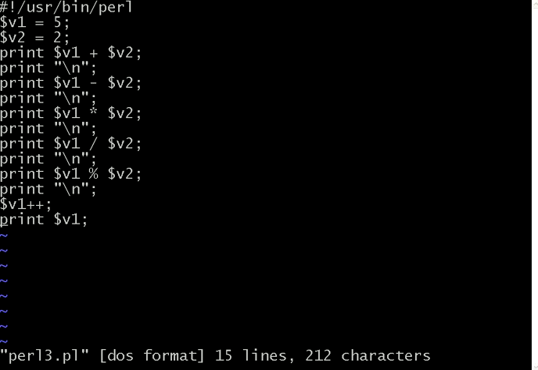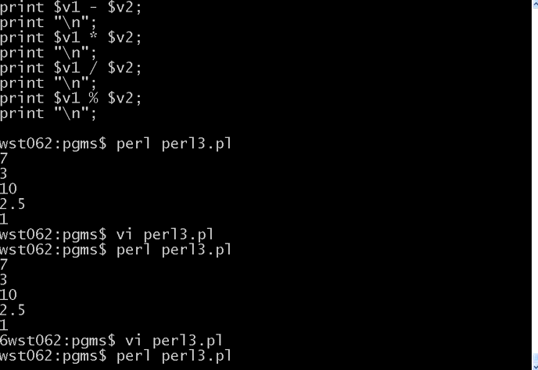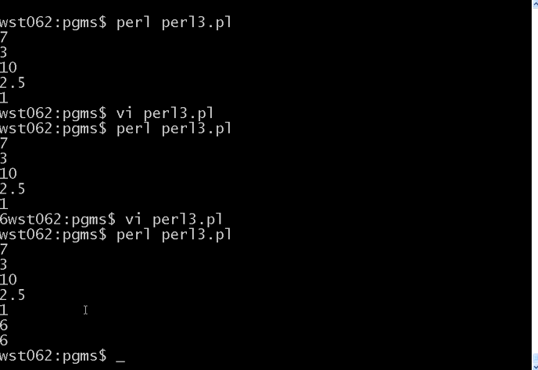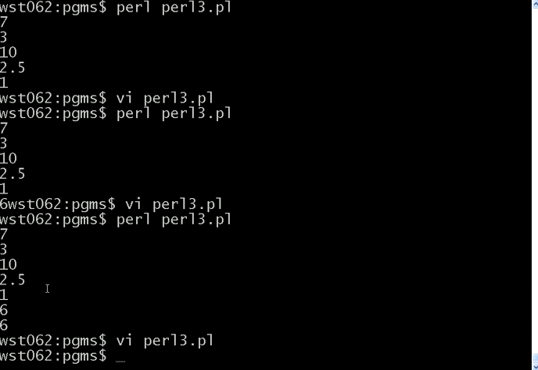If you see here, okay, this syntax is pretty much same as C. Print $v1 minus minus, again print backslash n. This plus plus and minus minus, they are exactly similar to what you have in C. What I did is the V1, are you able to find the difference?